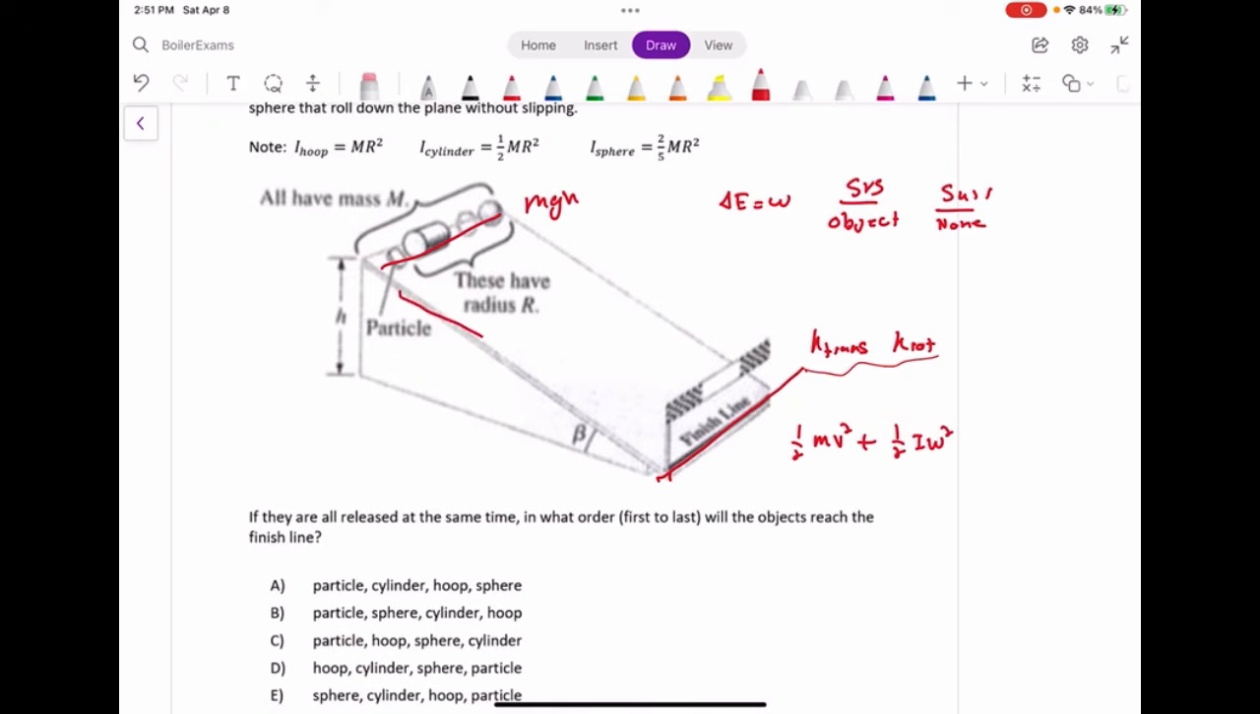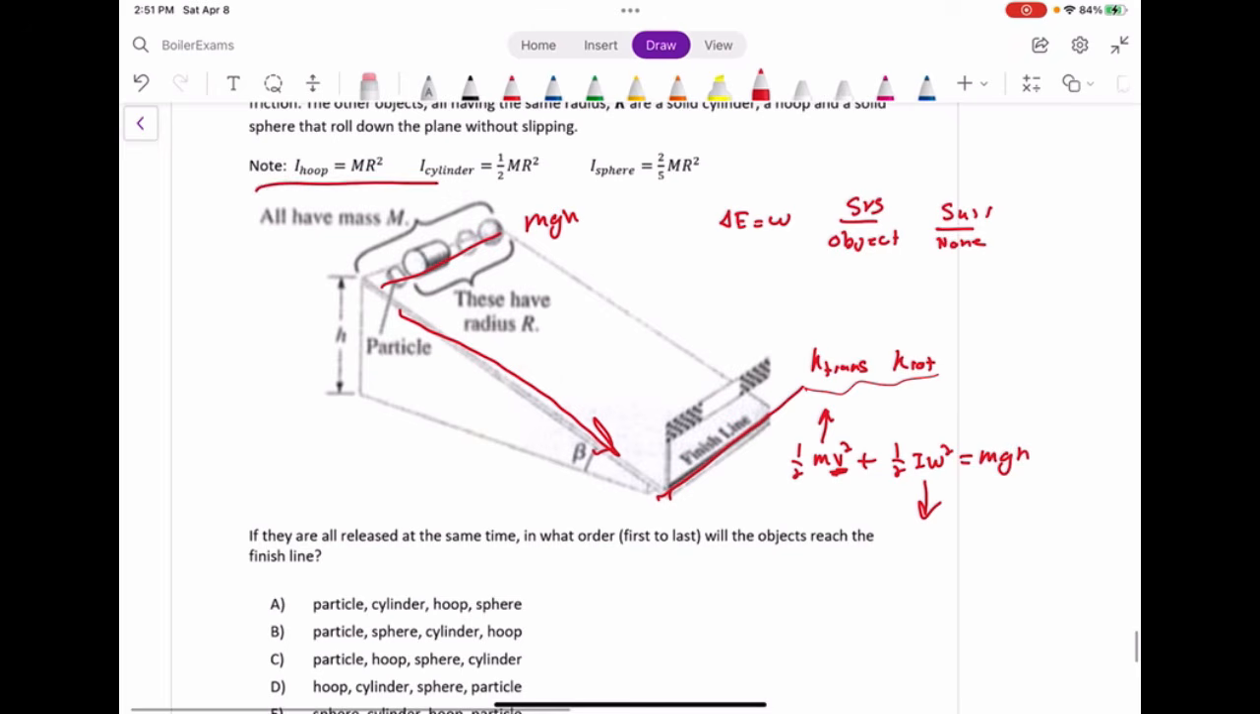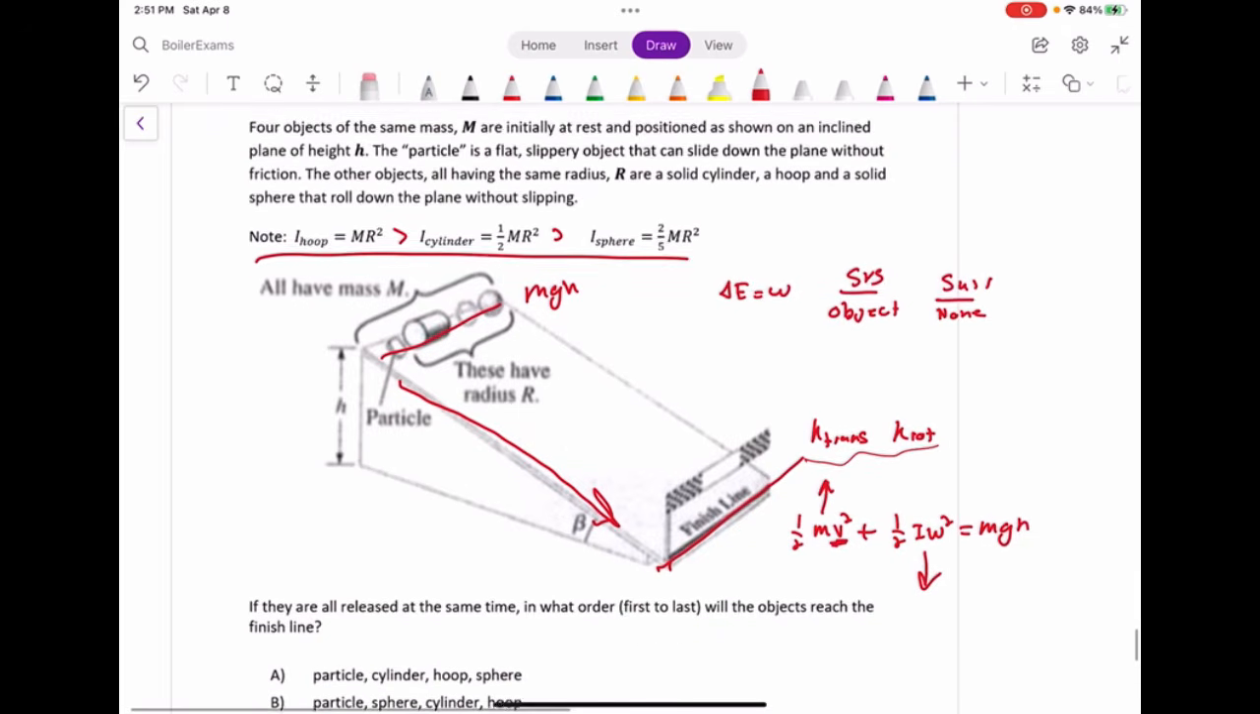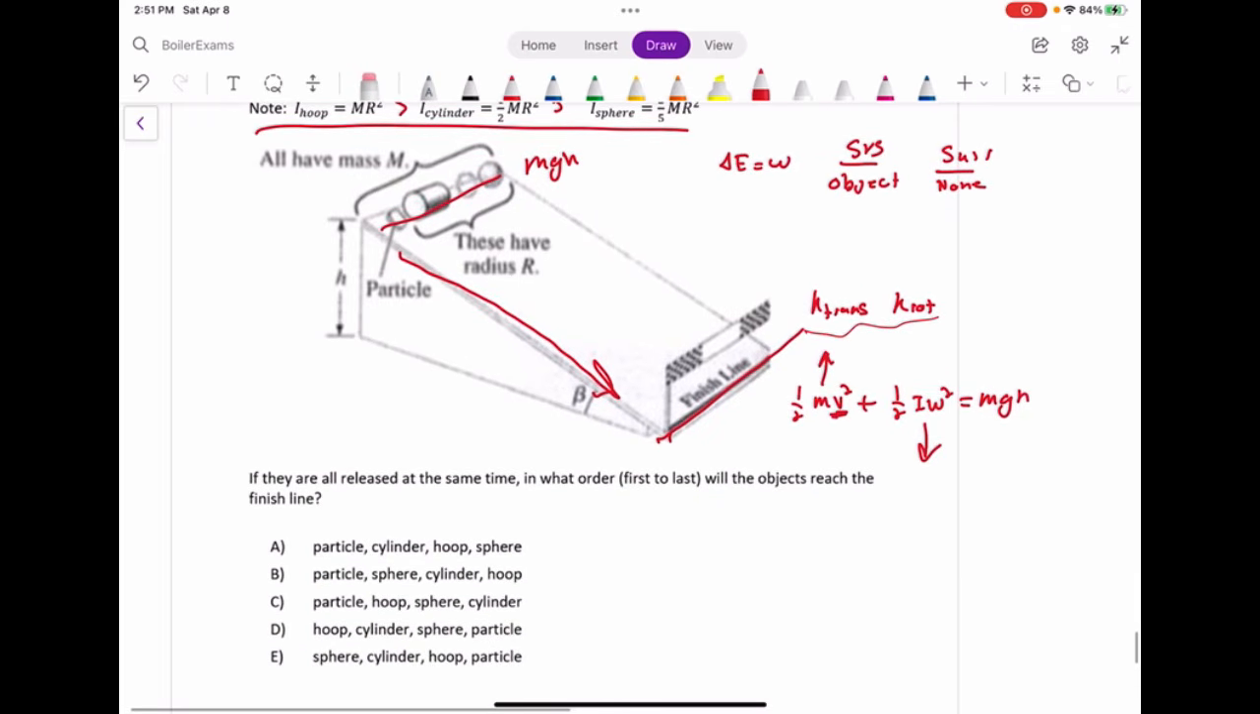The only thing that's going to get you down the plane faster is your linear velocity. That's what's actually moving you down the plane. And since these have to sum always to mgh, you want a really big contribution from this one and a smaller contribution from that term. So you want a small inertia. So if we look at our inertias up here, we're going to want the smallest one. We know the hoop's probably going to be the biggest. The hoop's probably the last.